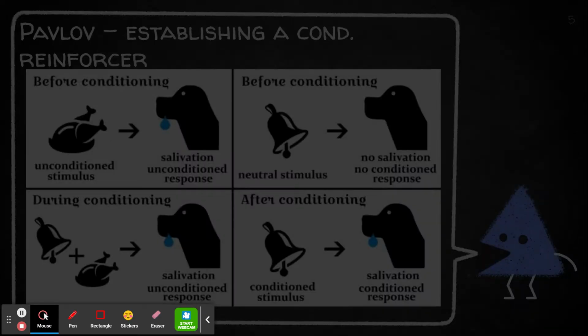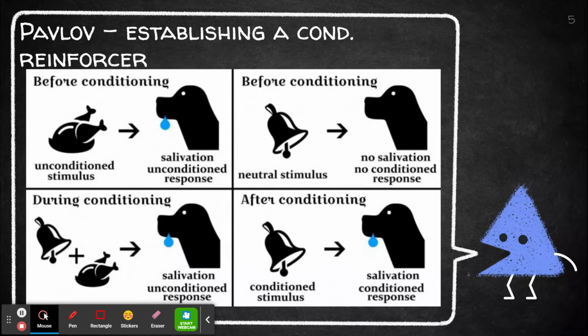And you'll probably remember how to establish a conditioned reinforcer from Pavlov and his dog salivating. If you look at this cute little photo here of this little pooch, we got him salivating to this nice, juicy little turkey, right? That's before conditioning. So we have an unconditioned stimulus, the turkey, and an unconditioned response of the salivating from the dog. Also before conditioning, we have a neutral stimulus, the bell. The bell's not going to make the dog salivate. He's not going to have a conditioned response to that.